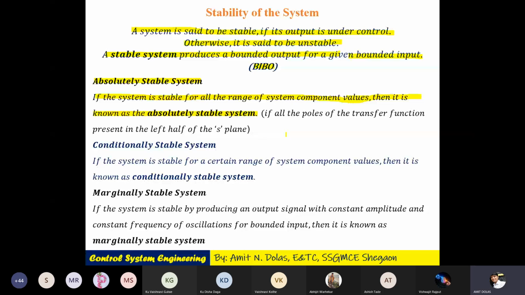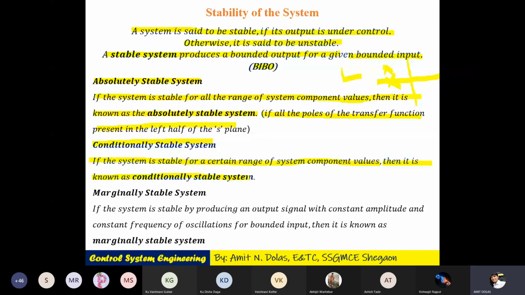If all poles of the transfer function are present in the left half of the S plane, we have seen what is the S plane: this is the imaginary axis, this is the real axis, and the poles are present on the left hand side of the S plane, then it is said to be absolutely stable. Then conditionally stable: if the system is stable for a certain range of the component values, then it is said to be, or known as, a conditionally stable system. And then last is marginally stable.